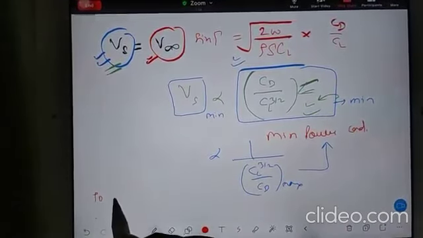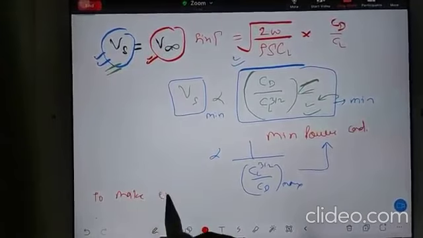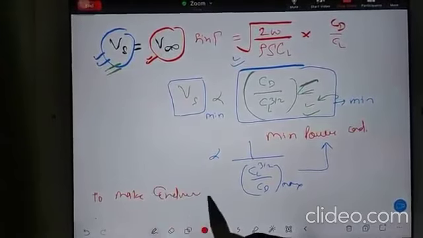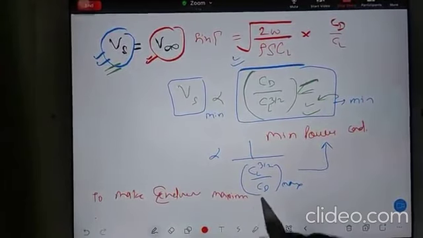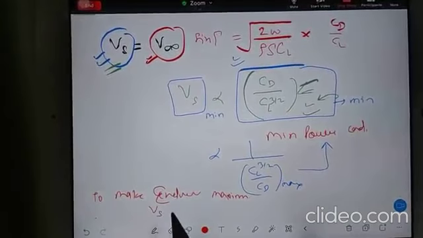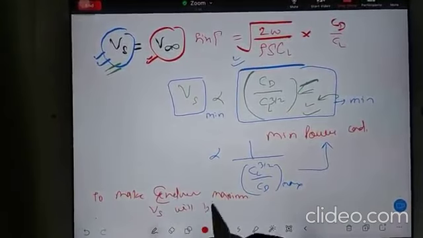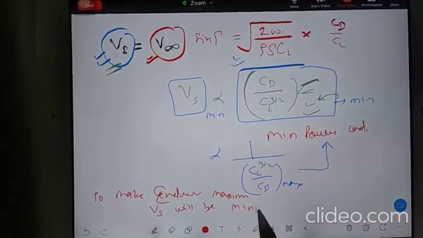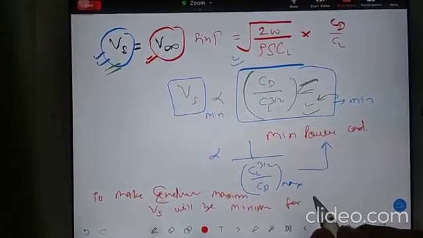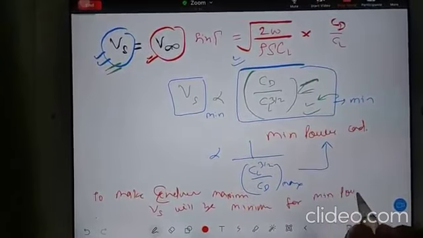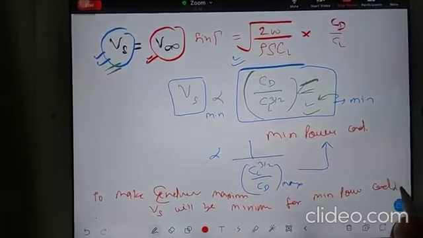So to make endurance maximum, Vs will be minimum for minimum power condition.